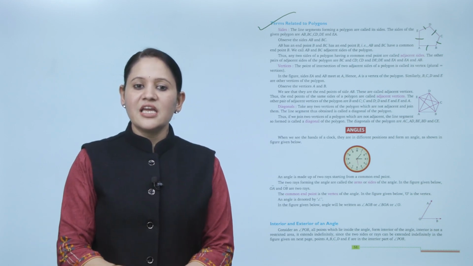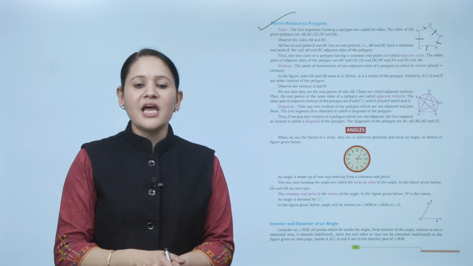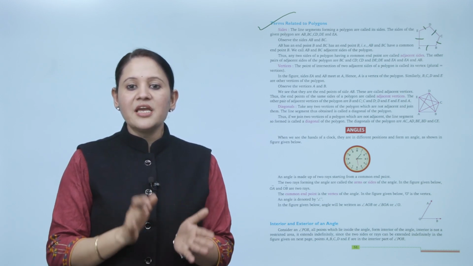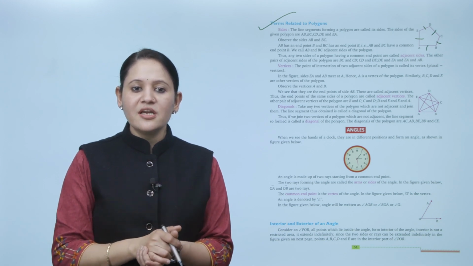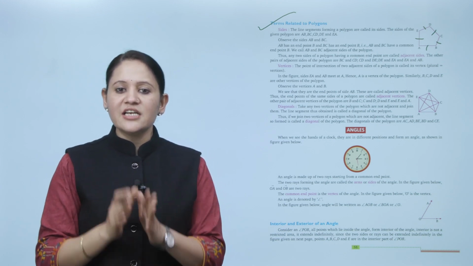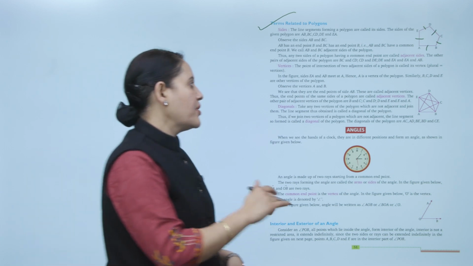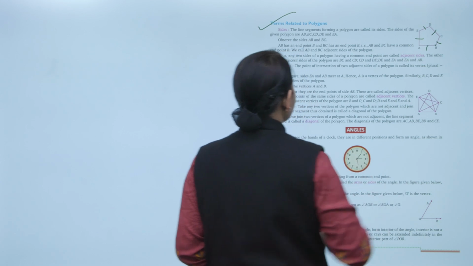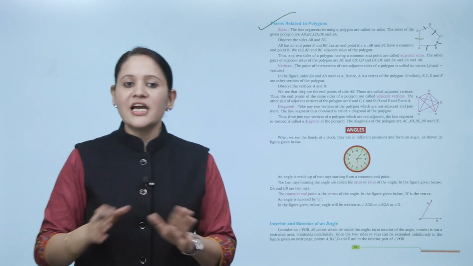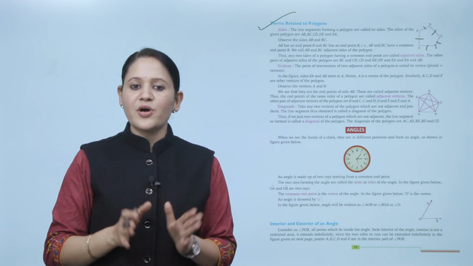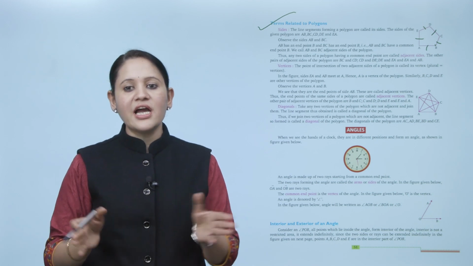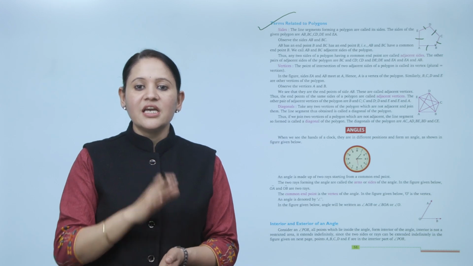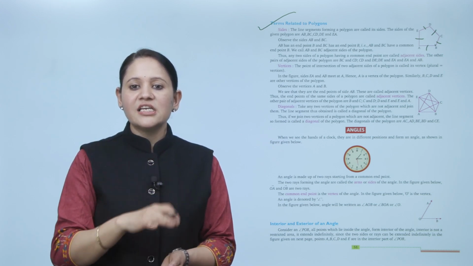Observe the sides AB and BC. AB has an endpoint B and BC has endpoint B. AB and BC have a common endpoint B. We call AB and BC adjacent sides of the polygon because their endpoint is the same, like AB and BC. This point. Clear? So these are adjacent sides. Thus any two sides of the polygon having a common endpoint are called adjacent sides. The other pairs of adjacent sides of the polygon are BC, CD, DE, EA, AB.